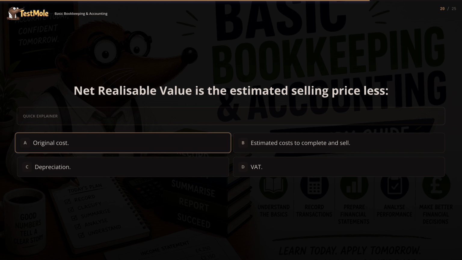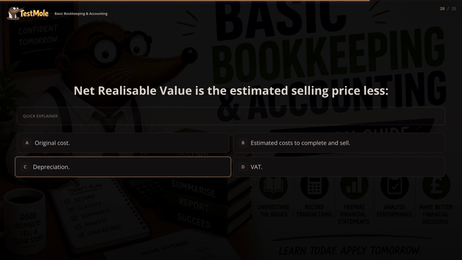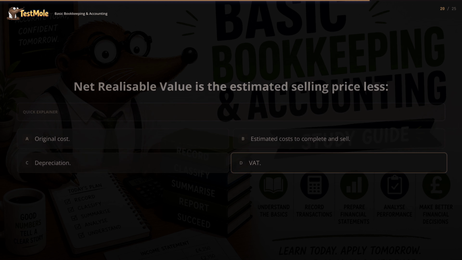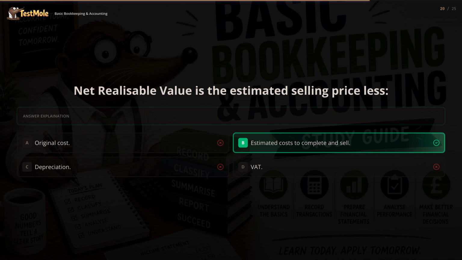A. Original cost. B. Estimated costs to complete and sell. C. Depreciation. D. VAT. The answer is B. NRV is defined as the estimated selling price minus the costs to complete and sell. Original cost is the baseline for comparison, while depreciation and VAT are irrelevant to the specific calculation of realizable value.